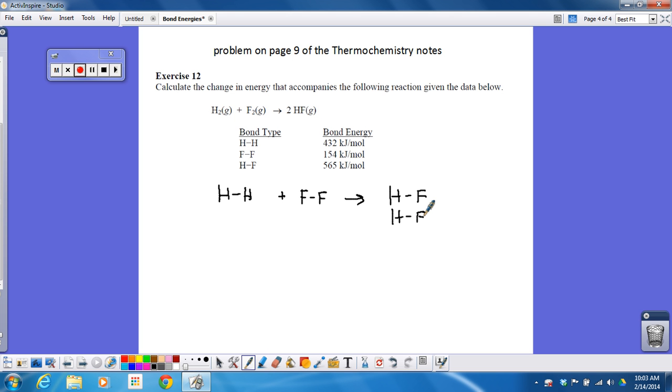If I want to know the delta H for this reaction, it's the sum of the bonds broken. So one H to H bond is broken, plus one F to F bond is broken, minus 2 times 565, because I formed 2 H to F bonds. So when I do this math, I get negative 544 kilojoules per mole reaction.